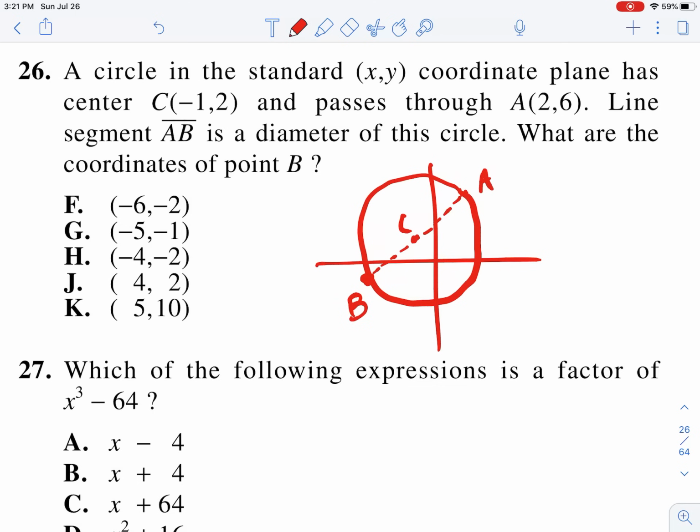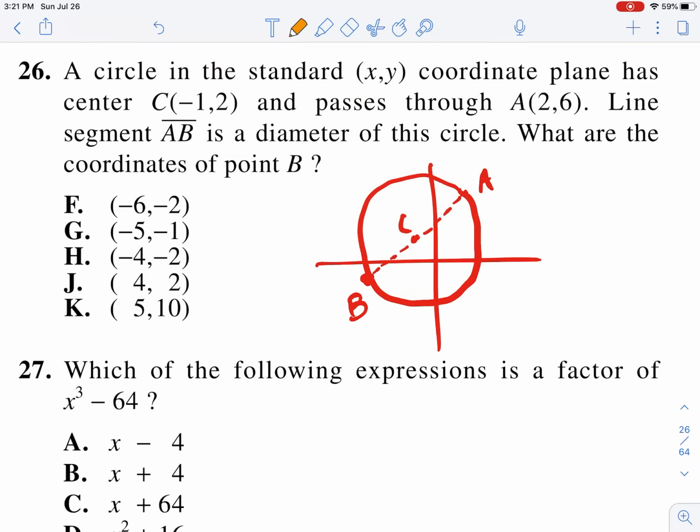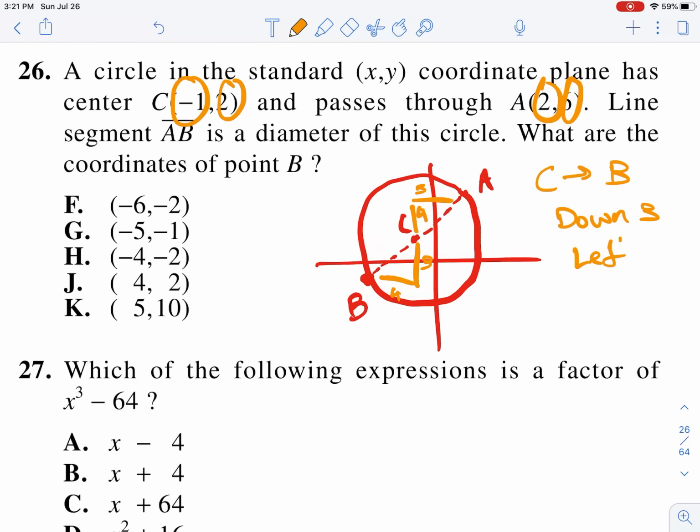The way that I would do this is figure out what you have to do to go from C to A. Do that in a different color. What do you have to do to go from here to here? And do that exactly in reverse to go from here to there. So in order to go from C to A, you have to go from negative 1 to 2, sorry, to the right. So you have to go 3 to the right. And then you have to go from 2 to 6 upwards. So you go plus 4. We're going to do that exact opposite to go in the other direction. So from C to B, we're going to go down 3, left 4.